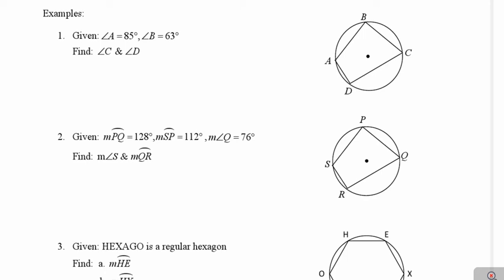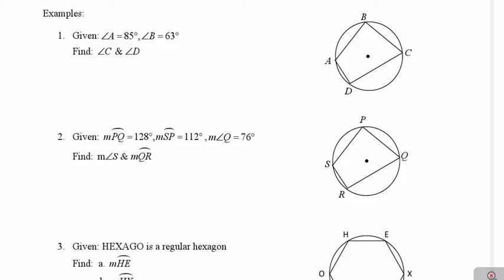Alrighty, so in this video, you're going to see some different examples involving, like I said, those new vocabulary words we talked about in the previous video, inscribed in and circumscribed about. So what I'd like you to do is go ahead, try these 5 examples on your own.